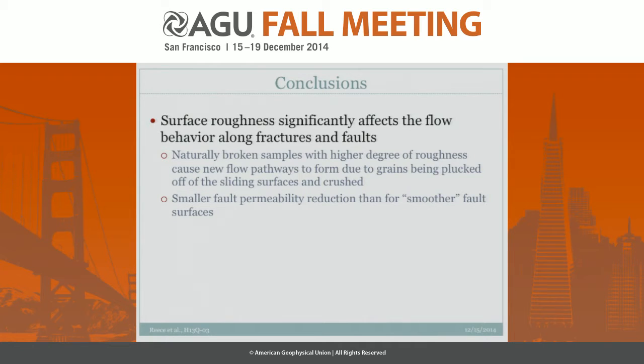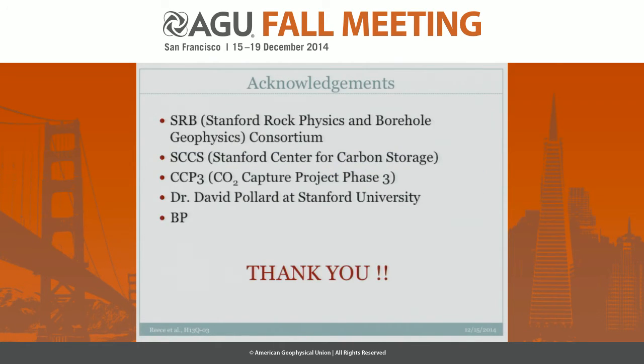And so in conclusion, the surface roughness significantly affects the flow behavior along fractures and faults, and the fault permeability reduction is much smaller for a rougher surface than for a smoother surface. And so I leave this up.